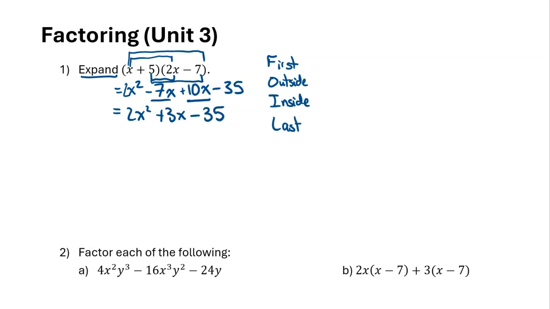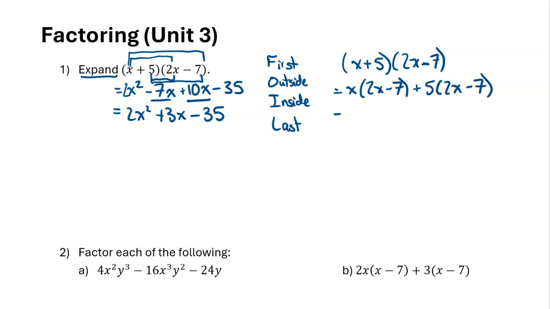Now I want to show you that FOIL isn't the only way to do this. The whole idea is that we're multiplying every term in the first set of brackets by every term in the second set of brackets. So one way to do that is I could take the x in the first set of brackets and multiply it by the 2x minus 7. And I could take the 5 in the first set of brackets and also multiply it by the second brackets, 2x minus 7.